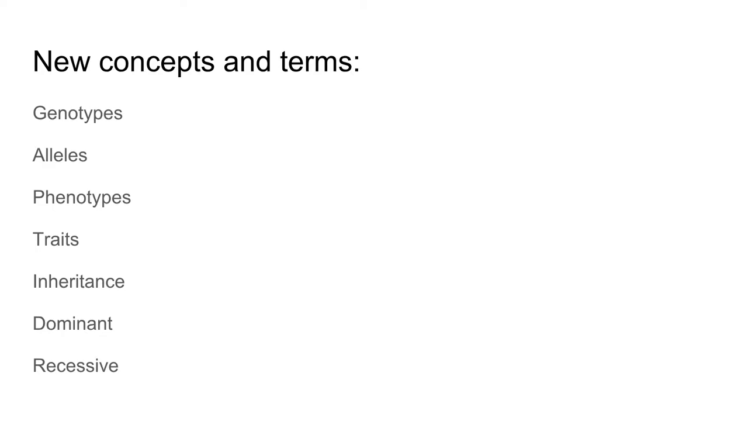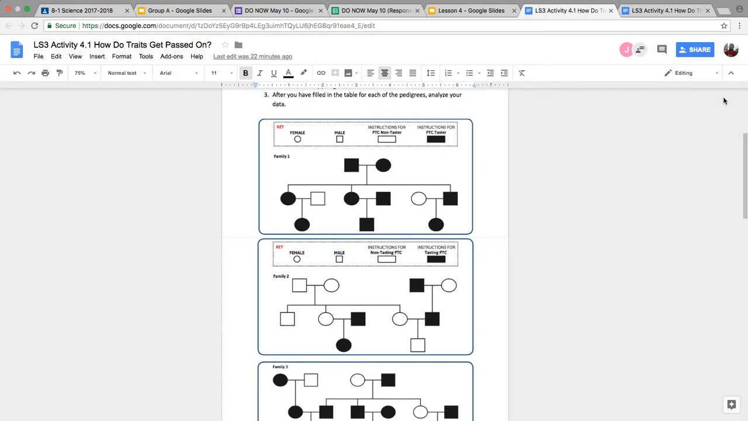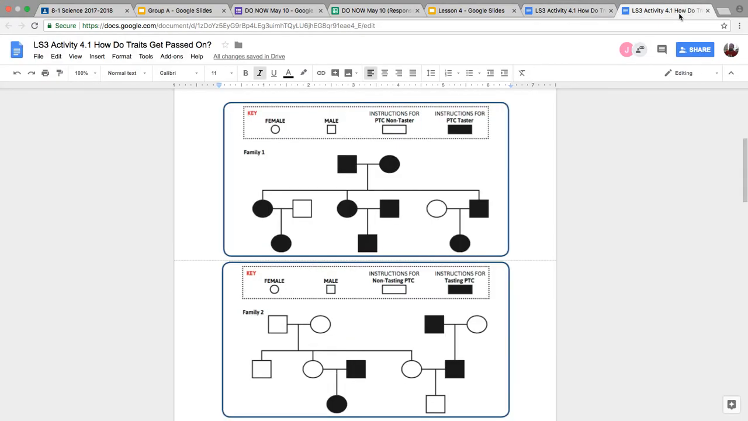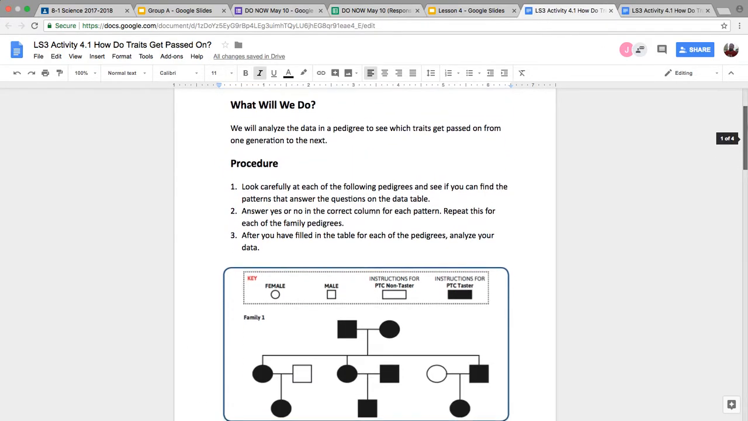So now that we've talked about that, we're going to go ahead and get started on activity 4.1. Your job is to fill this out, and we did this together in class. So if you did not do this in class, then you'll have to do this right now. We will analyze data in a pedigree to see which traits get passed on from one generation to the next.